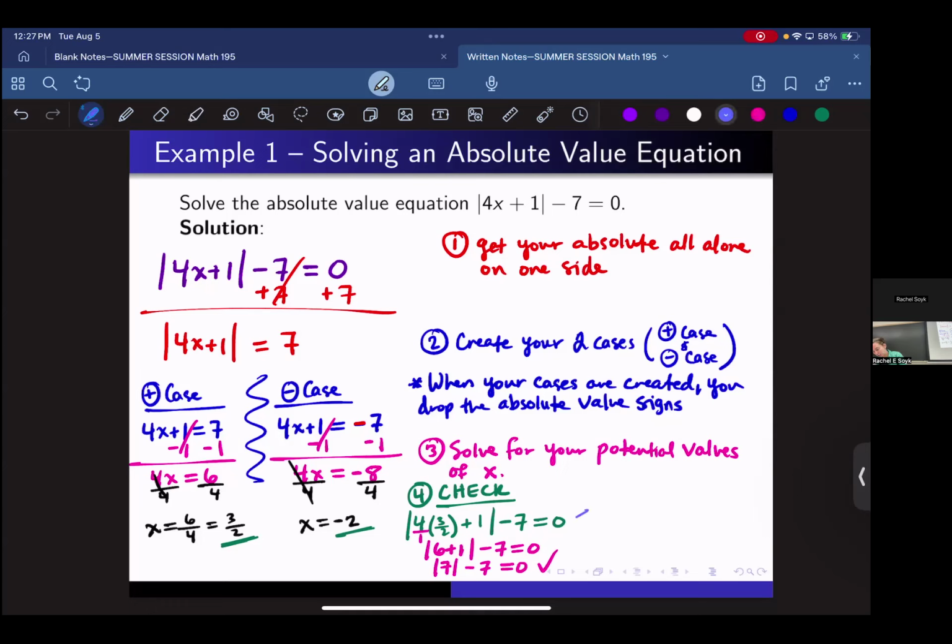And then let's check for when x is equal to -2. So 4 in parentheses, -2 plus 1.